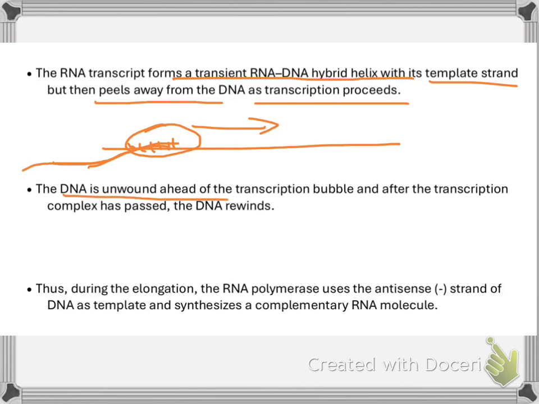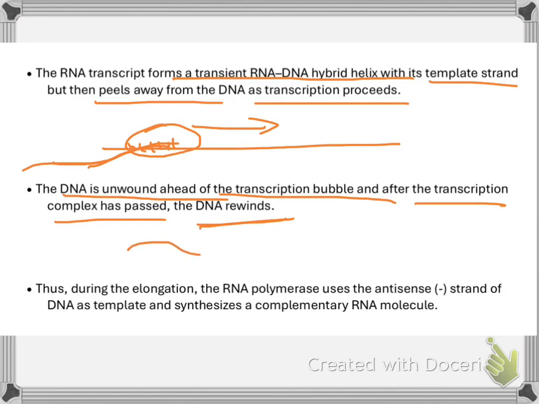The DNA is unwound ahead of the transcription bubble, and after the transcription complex has passed, the DNA rewinds. If transcription continues, the transcription bubble is formed by the RNA polymerase, and after the completion of transcription of that region, the DNA rewinds.